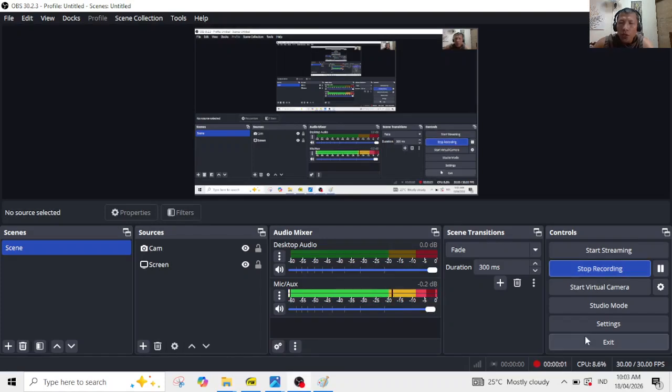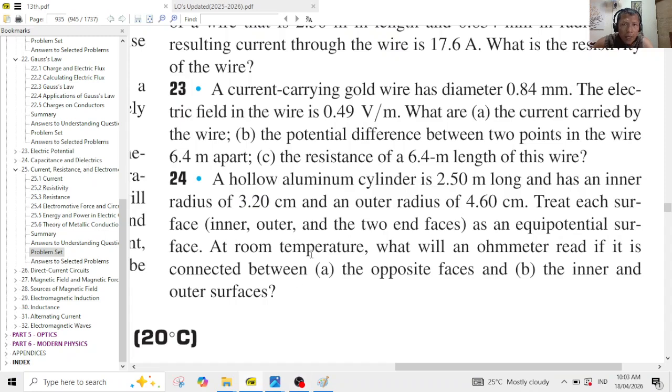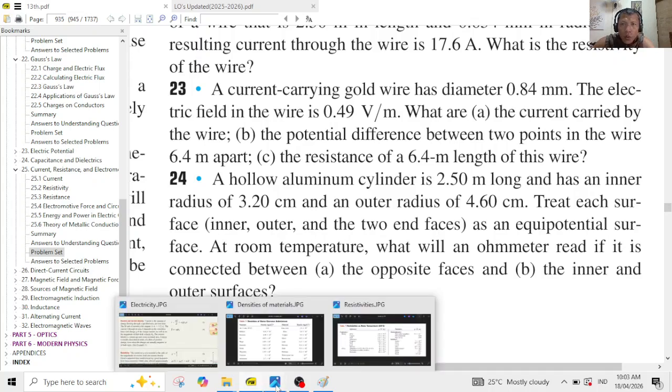Okay, physics for engineers, topic electricity and magnetism. Let's just continue the problem. Here we have letter B: the potential difference between two points in the wire, 6 meters apart. So the length is given, and then we can compute for the potential difference. The potential difference is the voltage.